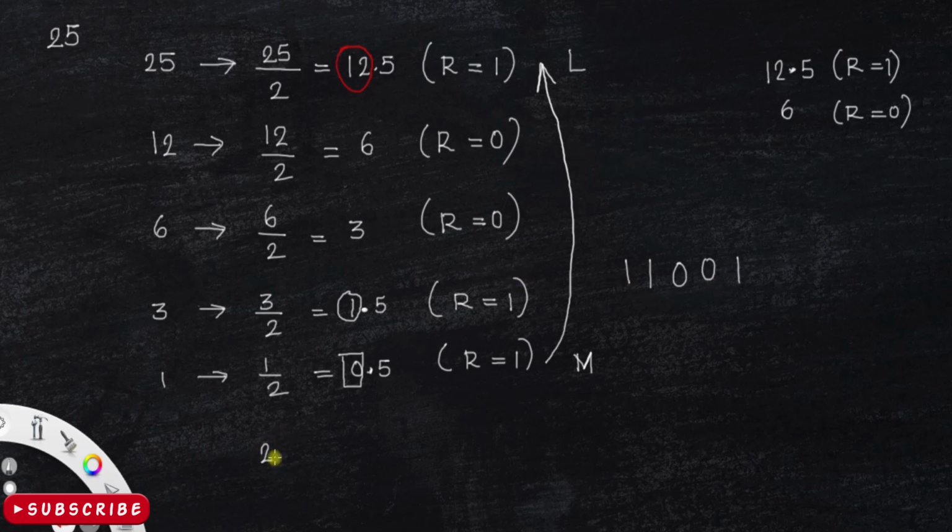So in decimal form we write that as 25 to the base 10, which means it is in decimal form. In binary it is 1 1 0 0 1. We put the suffix 2 since it is binary. Binary means there is only 0 and 1. Clear? Now let's take another example.